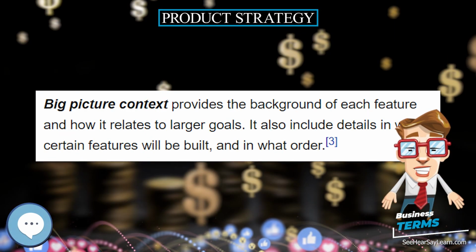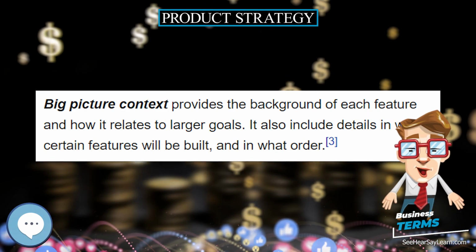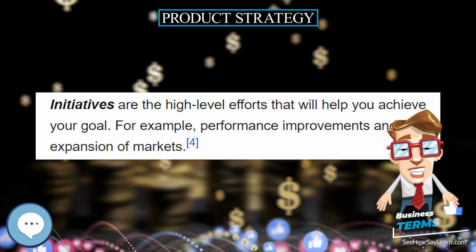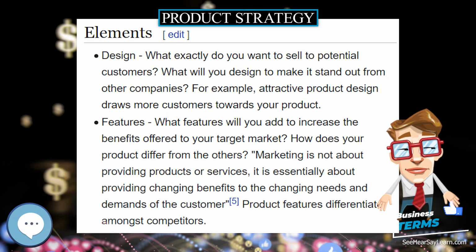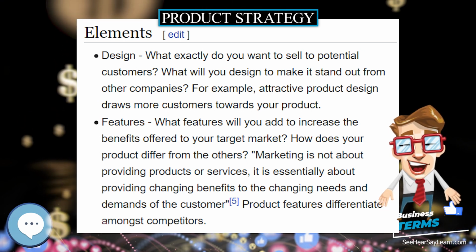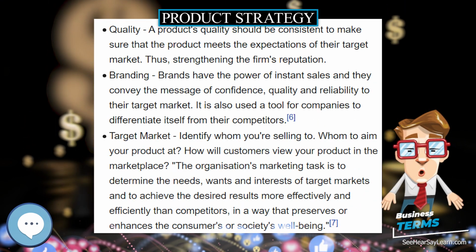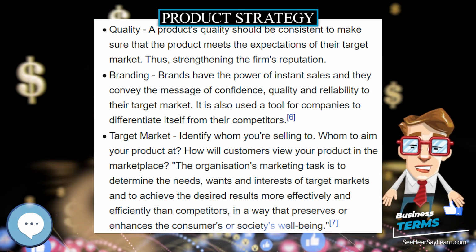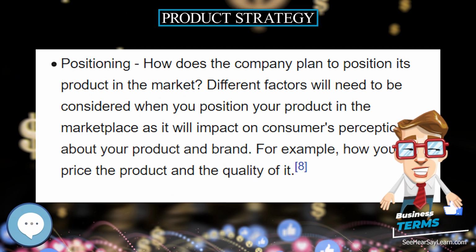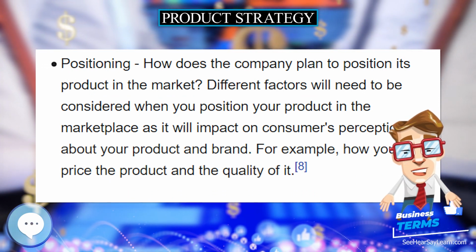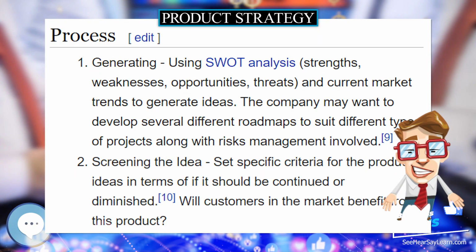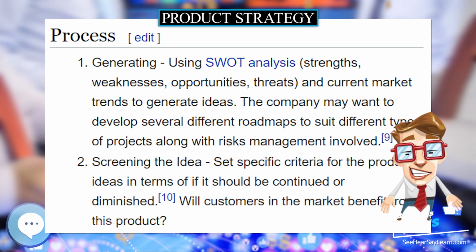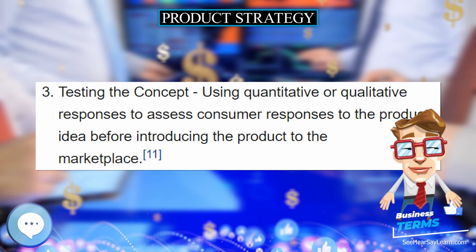Product strategy is being achieved by the product roadmap. While the product strategy outlines the elements of the product and the company's target market, the product roadmap explains how you will do it. Big picture context provides the background of each feature and how it relates to larger goals. It also includes details in which certain features will be built, and in what order. Initiatives are the high-level efforts that will help you achieve your goal. For example, performance improvements and expansion of markets.